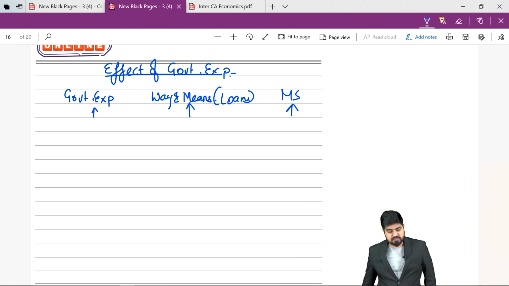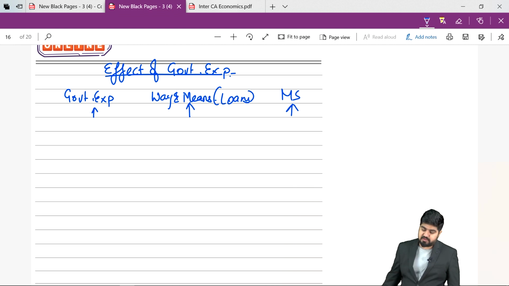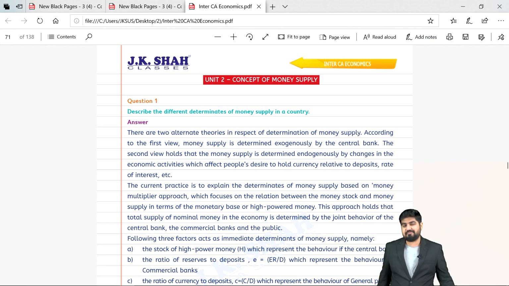That completes our revision of unit number 2. Now let's have a look at unit 2, the book part, what is given. We will mark the important points so that you remember. By the way, what are the things that we have understood?